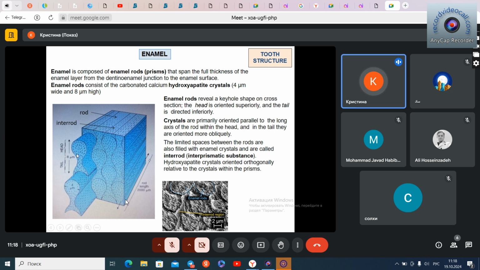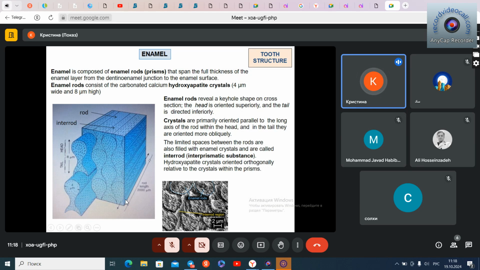The structural element of the enamel is called enamel prism or enamel rod. It is an elongated structure which runs from the border between the enamel and the dentin towards the surface of the enamel. And in the cross section, every rod is keyhole shaped with the head round region and the tail region. And every enamel rod consists of elongated hydroxyapatite crystals.